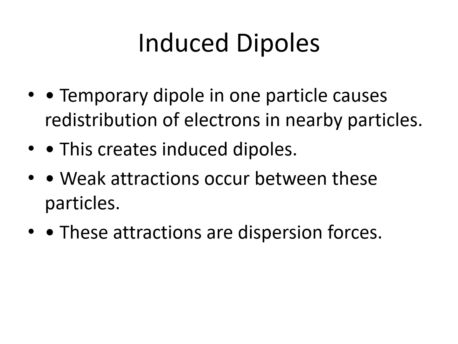So what do you understand by induced dipole? Just by the name itself, you can understand induced. Induced means what? You have created it. You have helped it to become a dipole. The dipole was not present before. So that's why it is a temporary dipole in one particle that causes redistribution of electrons in nearby particles.